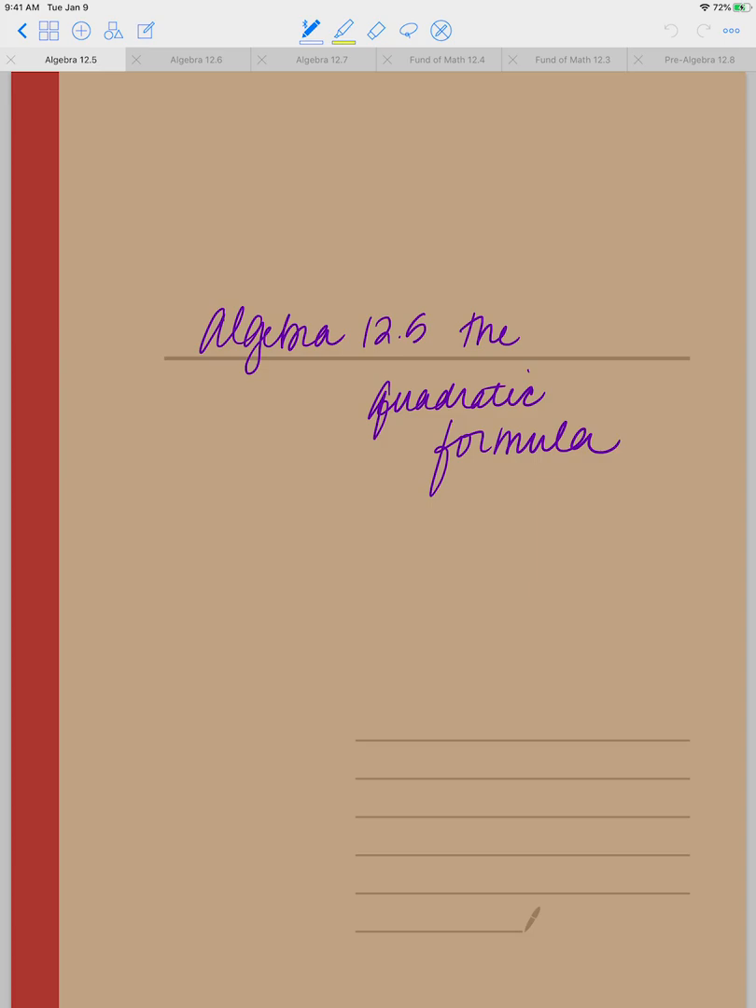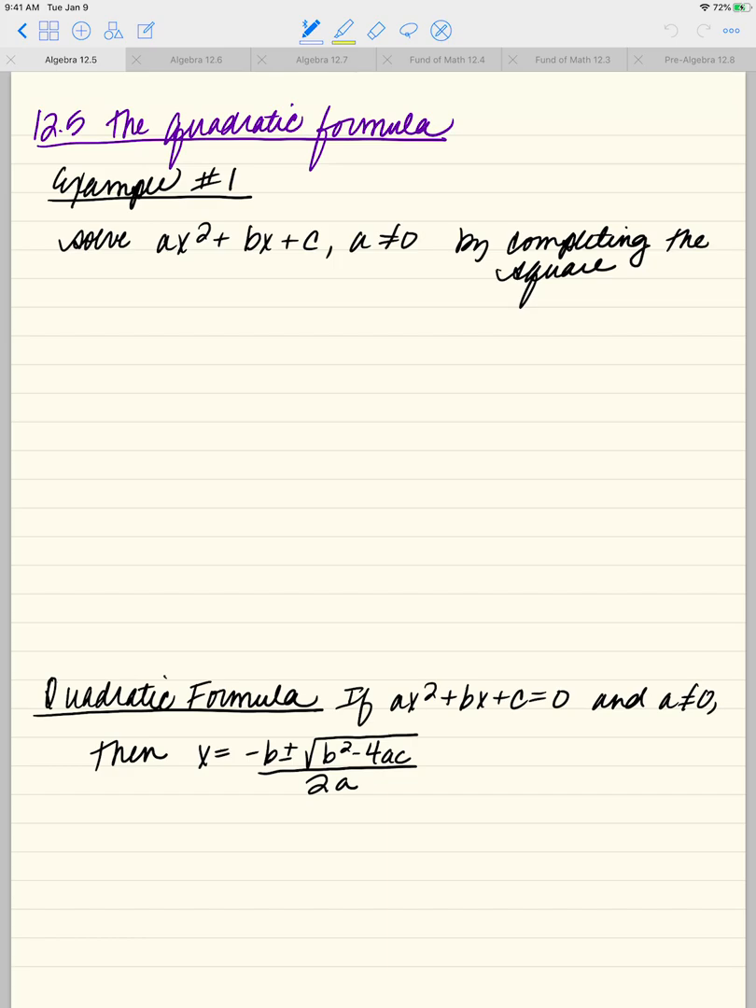I don't know. But it's time to talk about the quadratic formula. Okay, this is kind of what we've been working towards this entire chapter so far. So, the quadratic formula, we're going to introduce it by solving, in example number 1, this quadratic equation, ax squared plus bx plus c is equal to 0. So standard form of the quadratic equation, a does not equal 0. And we are going to solve this by completing the square.